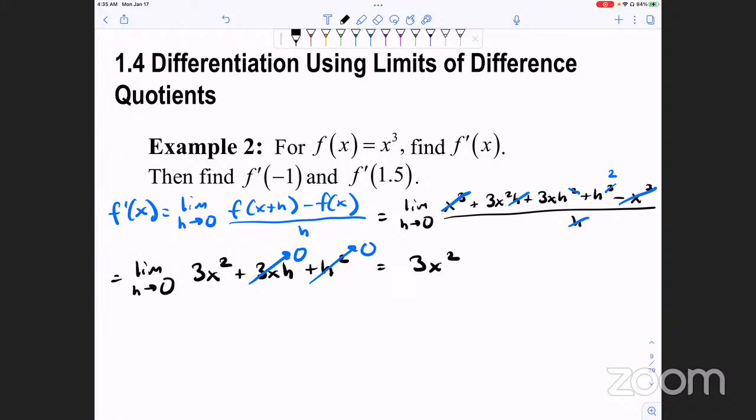Again, we have a shortcut. You can bypass all of the difference quotient stuff. I don't even mind if you bypass it in this, but if you know the shortcut, you can use it. We'll talk about it in the upcoming section.